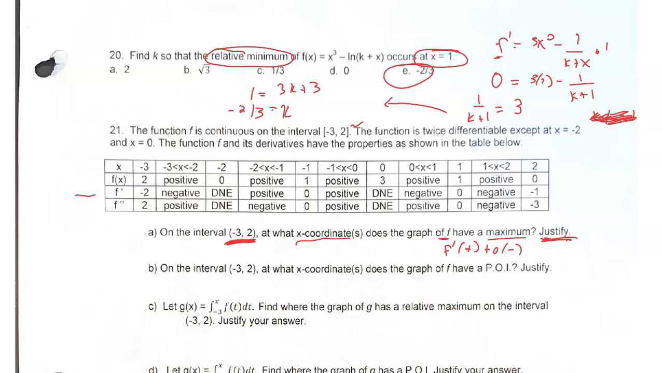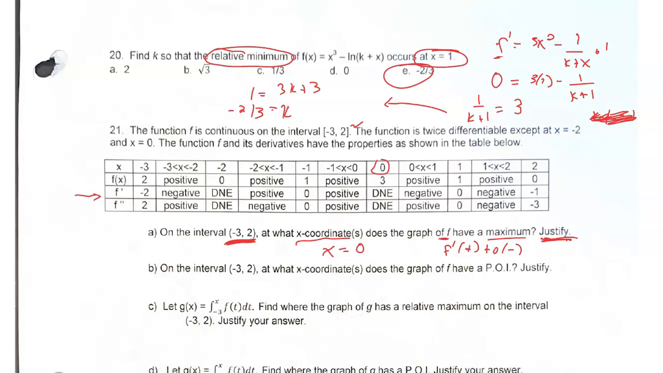So go to your f prime row, figure out where you go from positive to negative. That would be at the x value of 0. If we just follow along into this row, that's when we're going to be going negative. So we would say at x equals 0, and it's because f prime is changing from positive values to negative values.